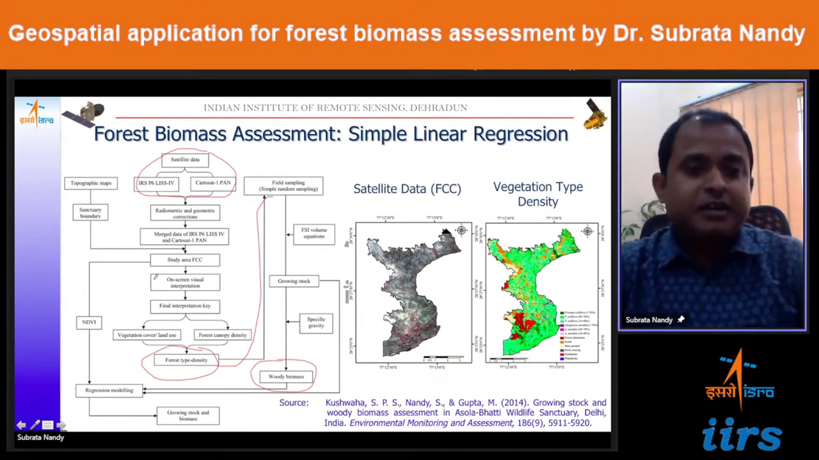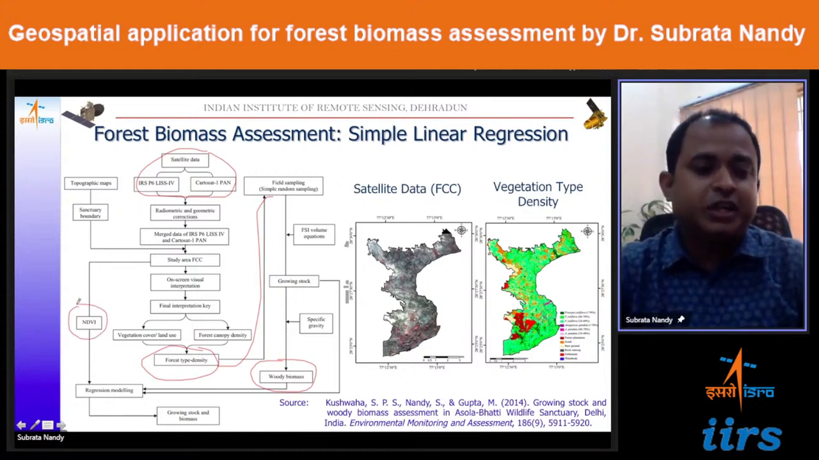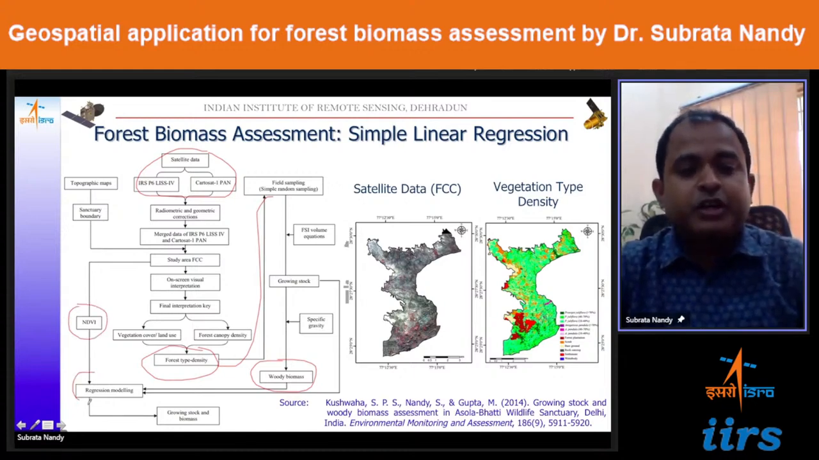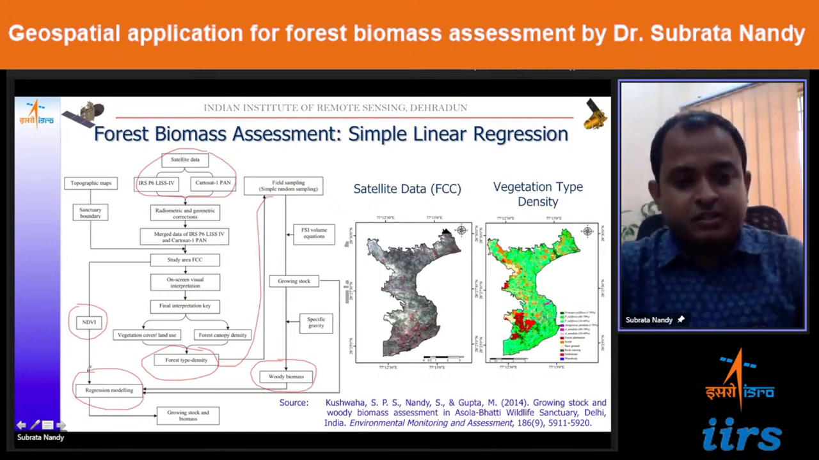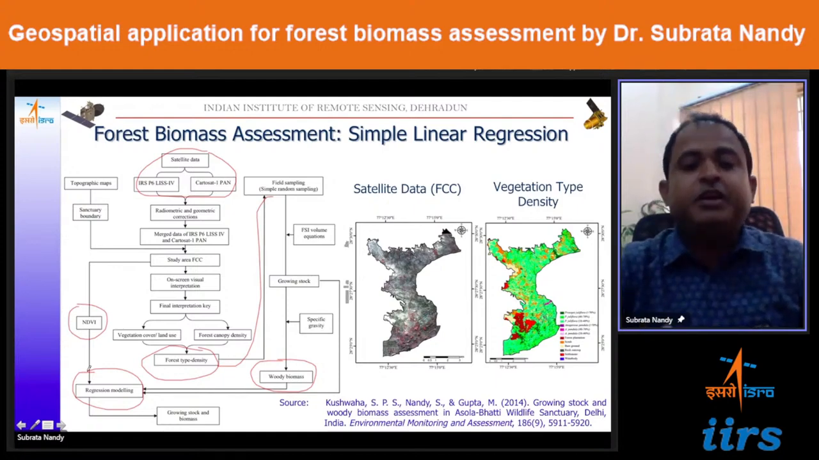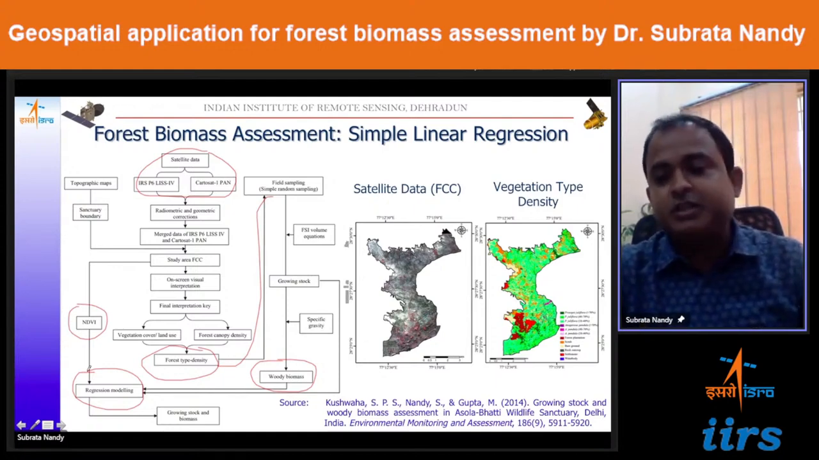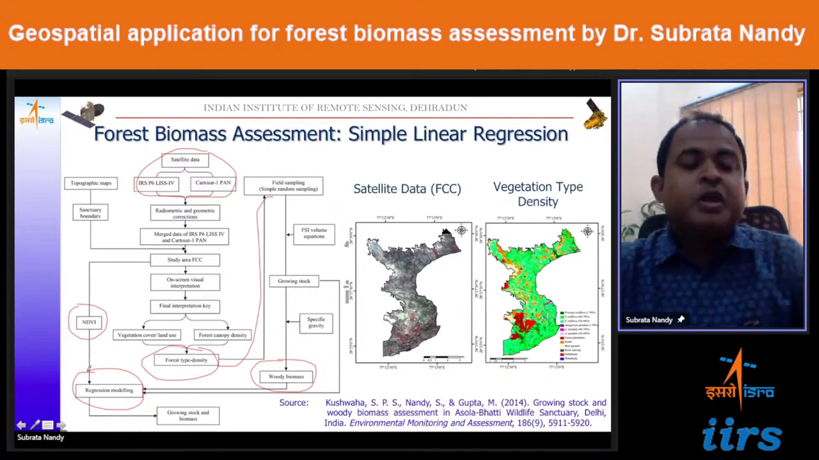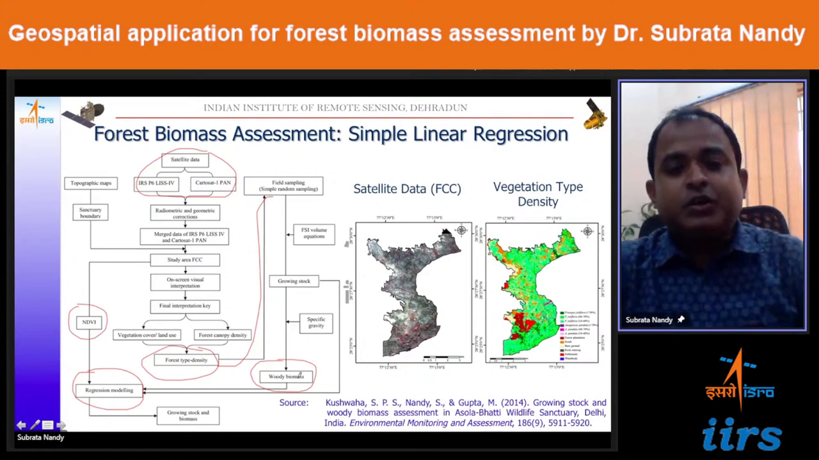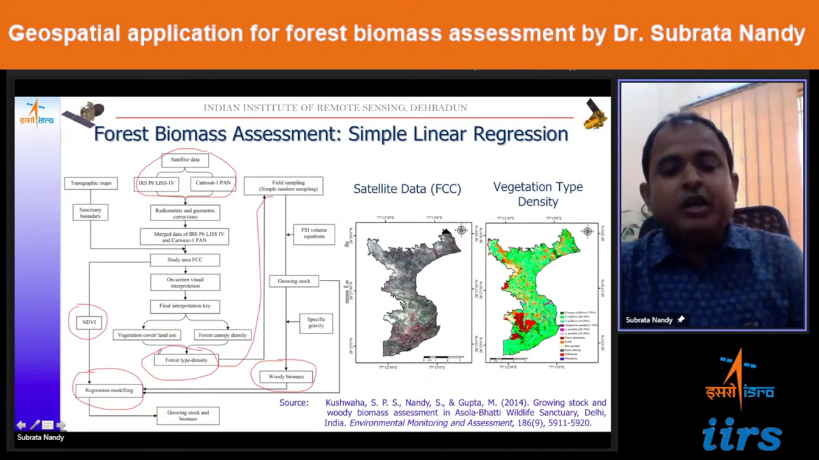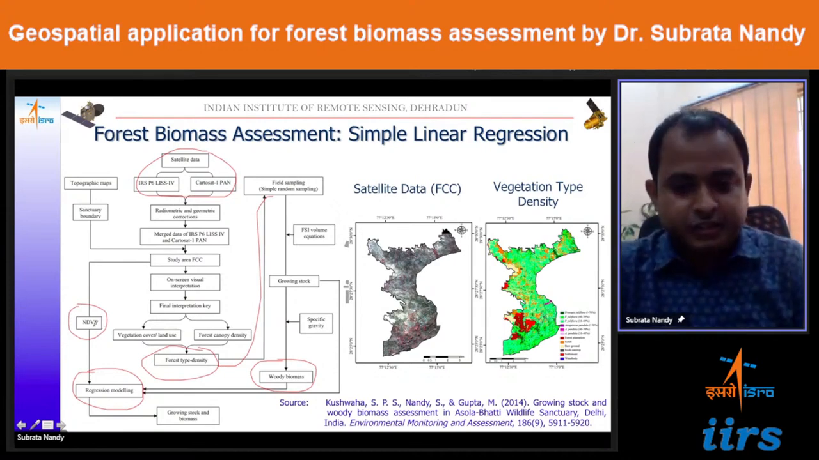And from the satellite data, in this case we are taking only one variable, that is NDVI, and then we are going for regression modeling. In this case it is simple linear regression. We assume that NDVI has a relationship with woody biomass. So we are taking only one variable, NDVI, and relating it to woody biomass. Here woody biomass is the dependent variable and NDVI is the independent variable, and we are going for simple linear regression.